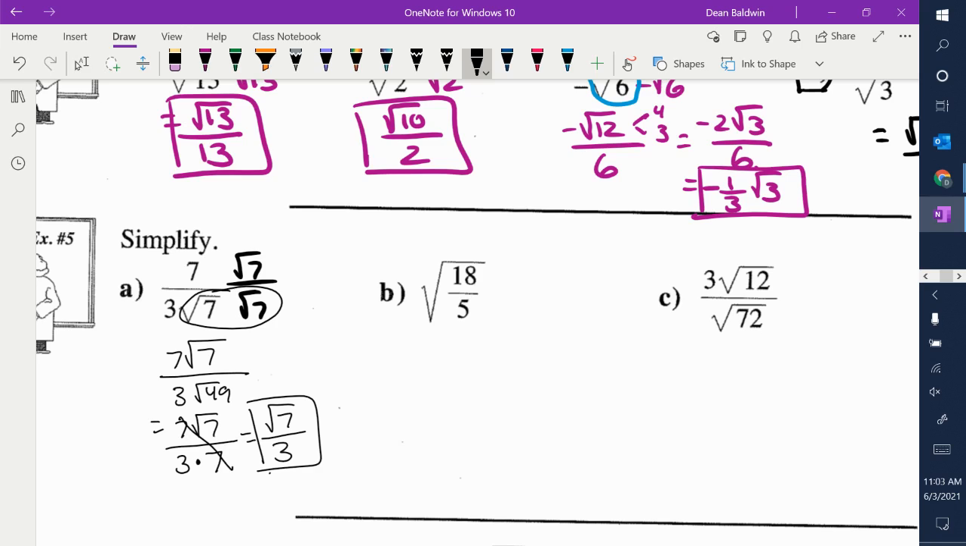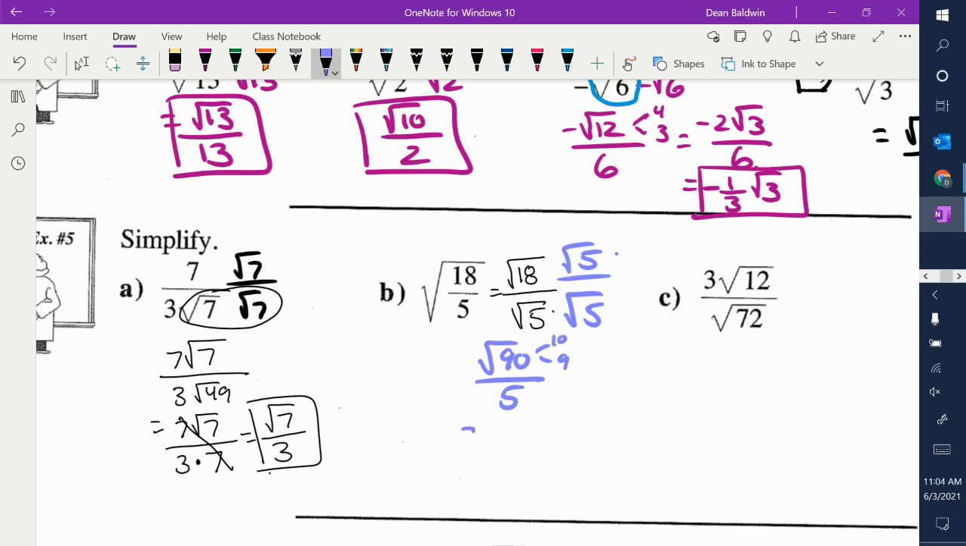Two more left. 18 over 5. That is the same as root 18 over root 5. What am I going to do? Top and bottom by root 5. So the top becomes root 90 over 5. What do you have to do? Reduce it, 10 and 9. So I get 3 root 10 over 5.